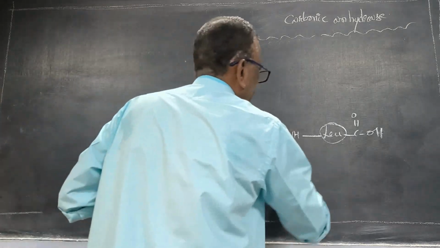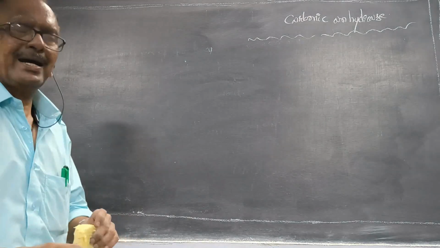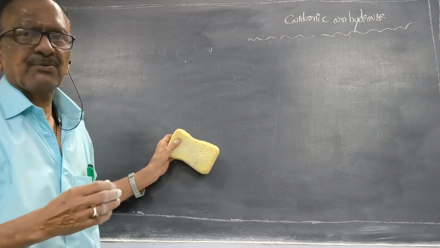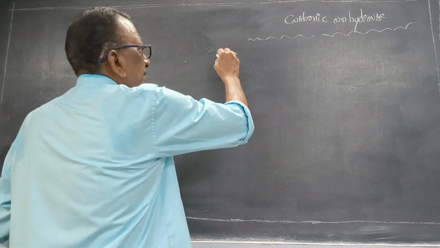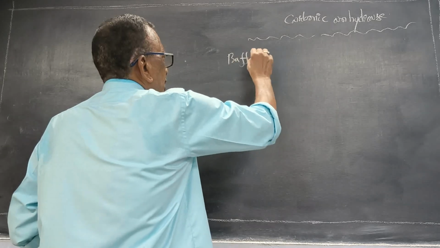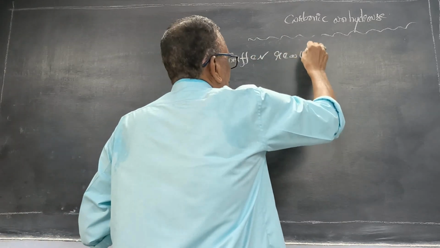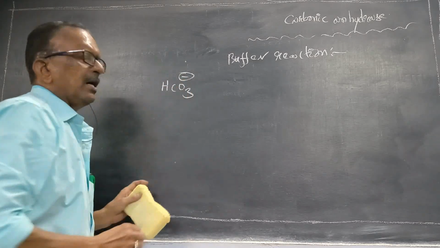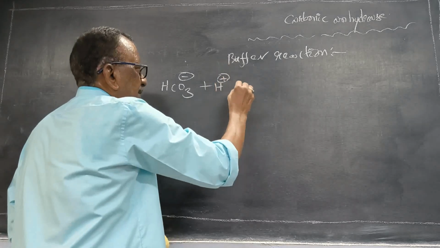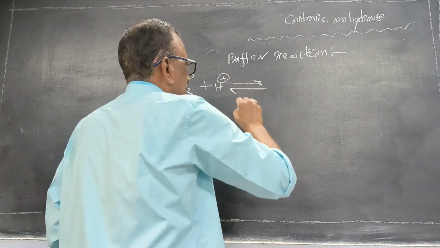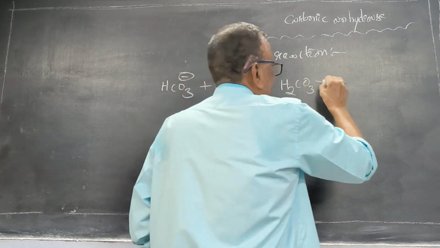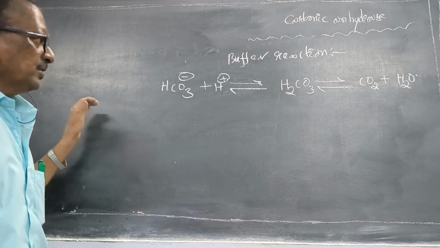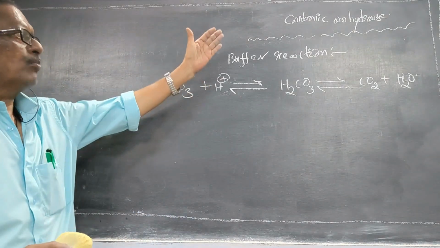Now I am moving to the next one. What is carbonic anhydrase? Carbonic anhydrase is a zinc metalloenzyme. It has 259 amino acids. Its molecular weight is 30,000, and it is catalyzing the buffer reaction. Which buffer reaction is it carrying out? Generally, HCO3-, this is the bicarbonate ion, plus H+ gives rise to carbonic acid H2CO3, which gives CO2 plus H2O. So this reaction is catalyzed by carbonic anhydrase.